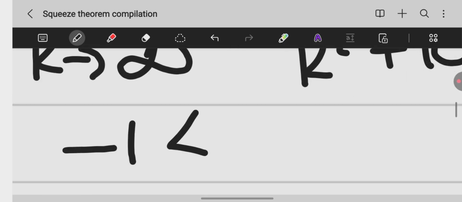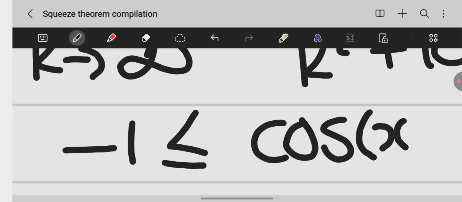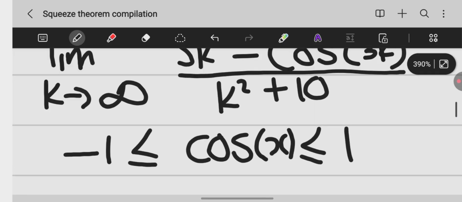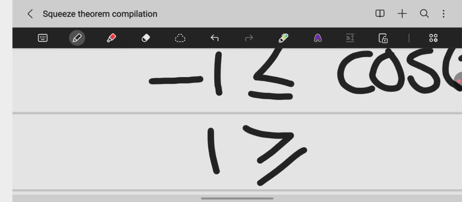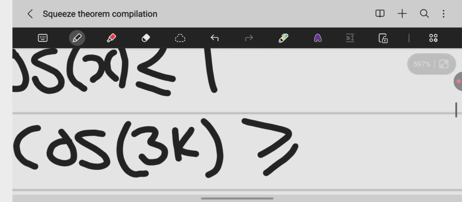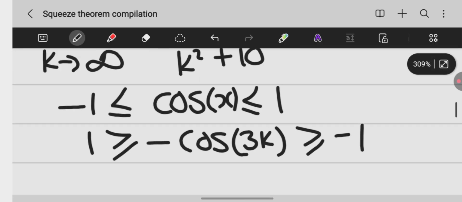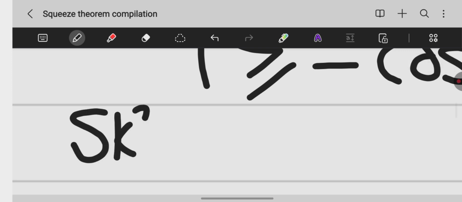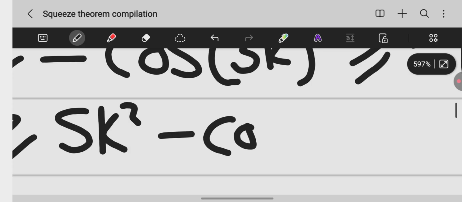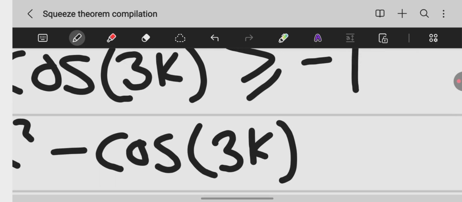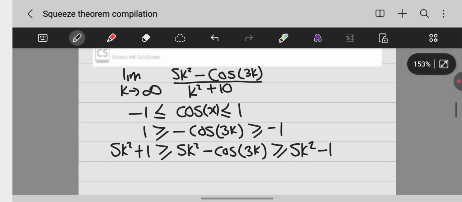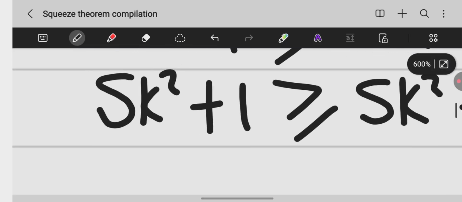So you would have negative 1 less than or equal to cosine x less than or equal to 1. Multiplying that by a negative, the inequality signs change. And I'm just also going to add in the angle. Adding 5k squared, you get 5k squared plus 1, 5k squared minus cosine 3k, 5k squared minus 1. And because our denominator is positive, I don't think I really want to change or write the next step.